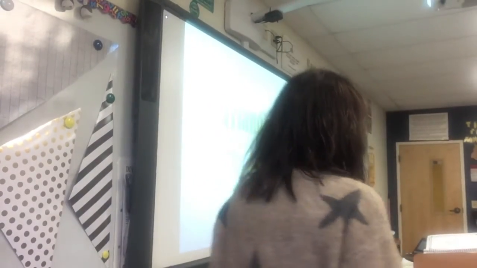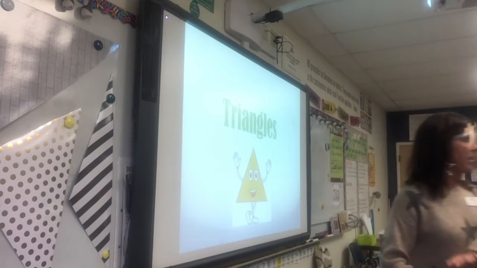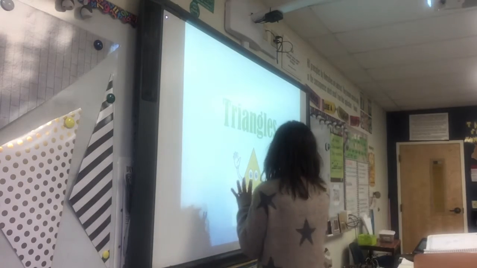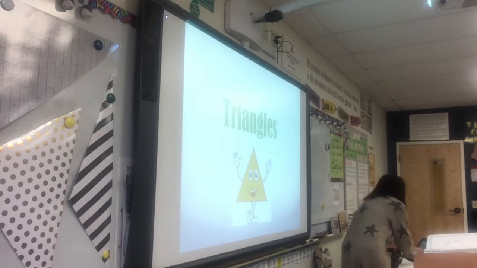Okay, so all area means is, if I wanted to put grass in my backyard, I would need to know the area of my backyard, like how much space is in my backyard. If I wanted to put carpet in a room, I would need to know the area or how much space. So area of a triangle just means how much space is inside it, okay? And there's a way to figure that out.